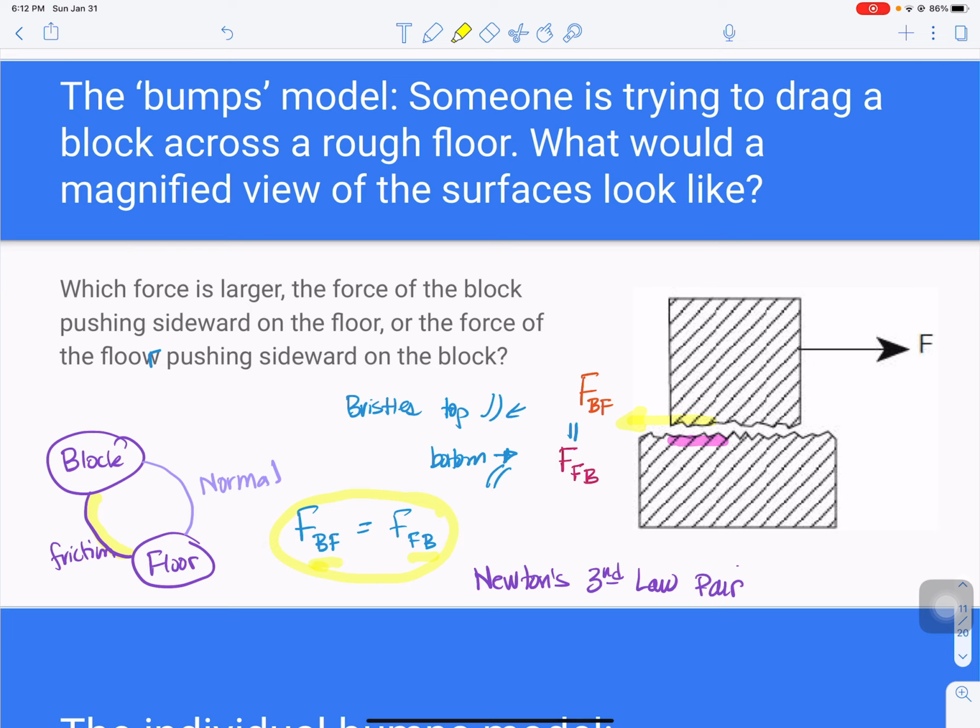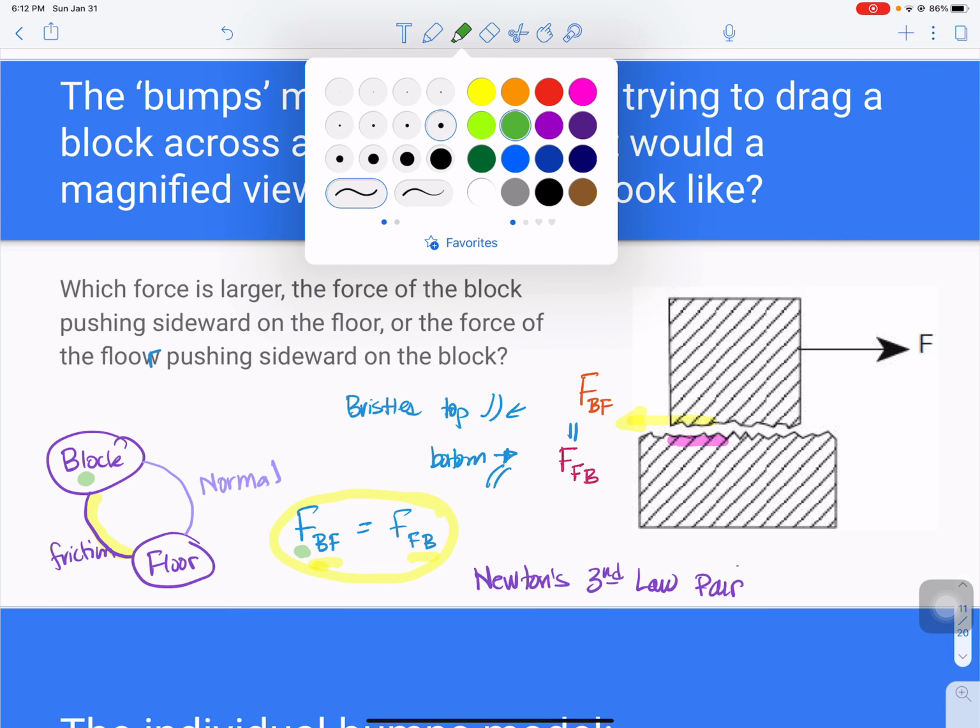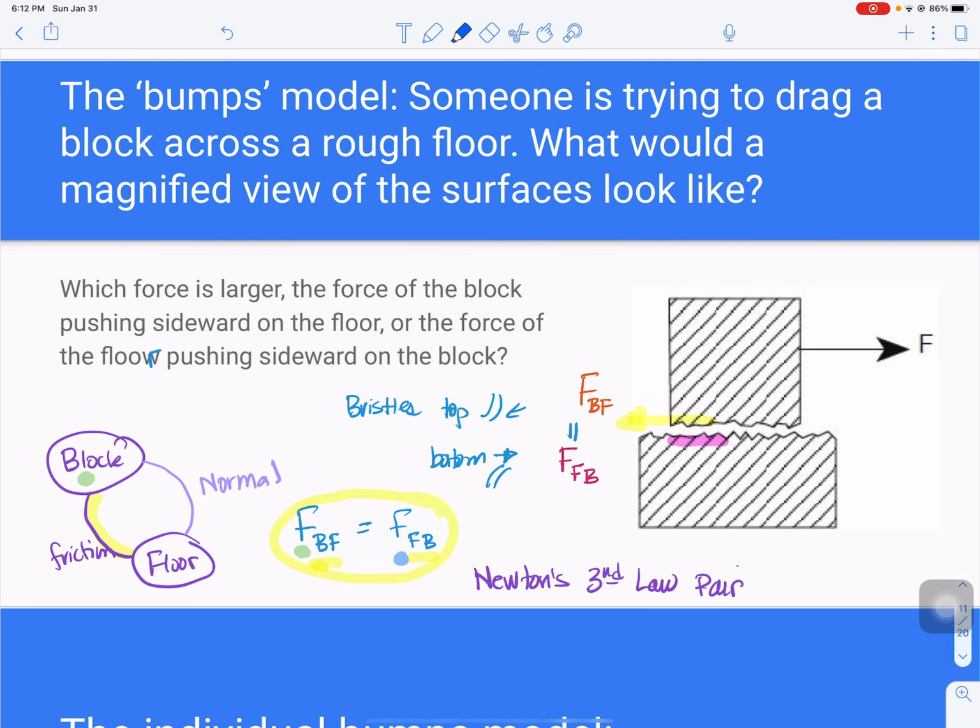In this one, we're looking at the forces on the block. And for this side, we're looking at the forces on the floor. But again, it's the same interaction. And that's what a Newton's third law pair is: same interaction. We're just looking at one object or the other object that's involved in the interaction.